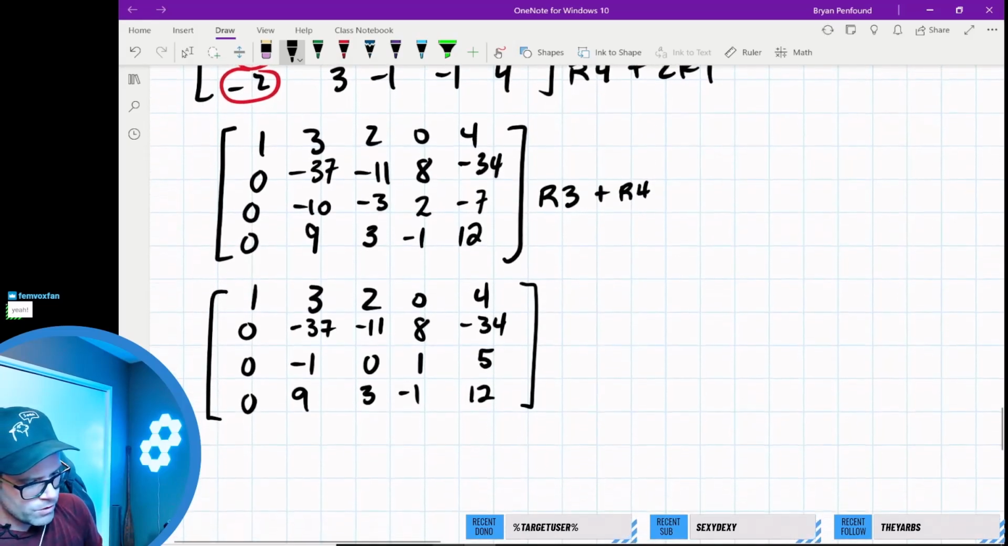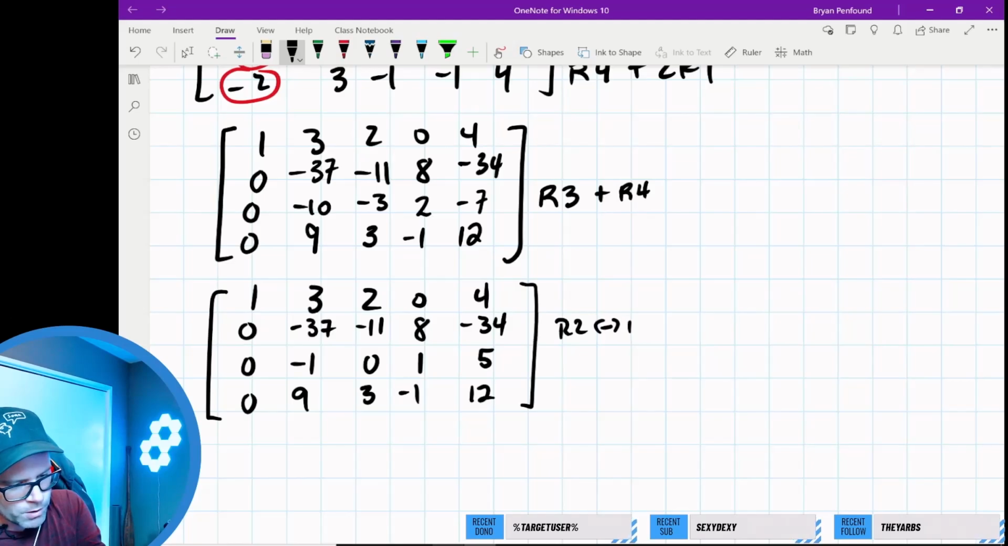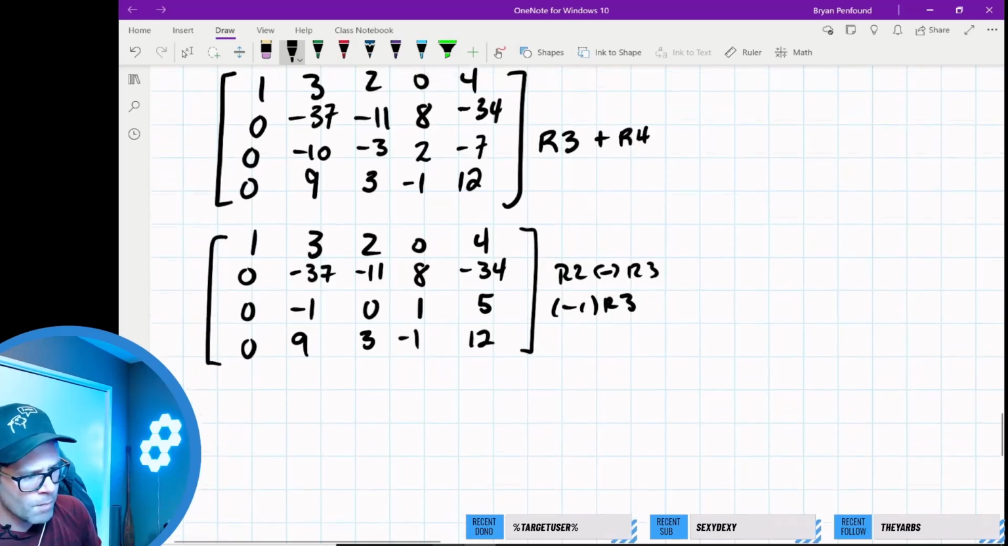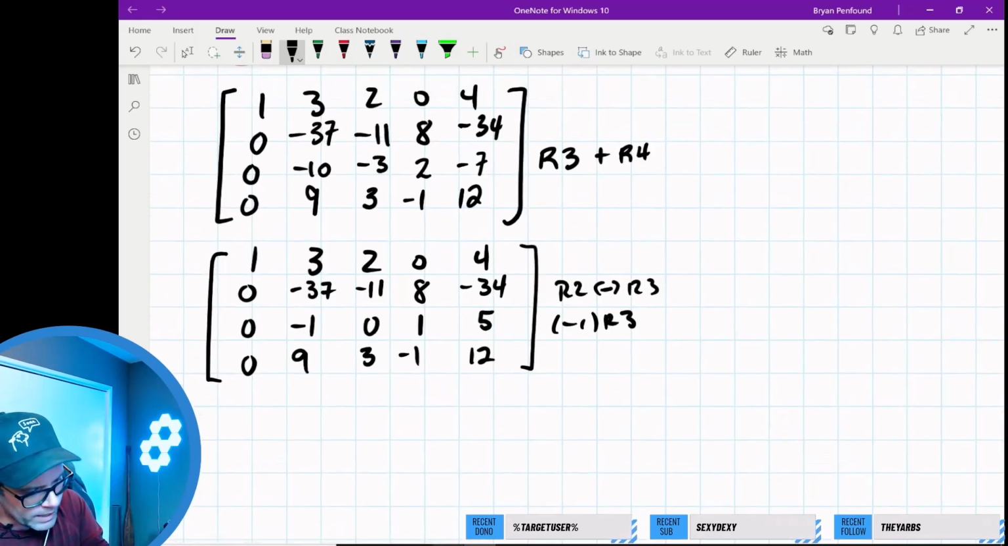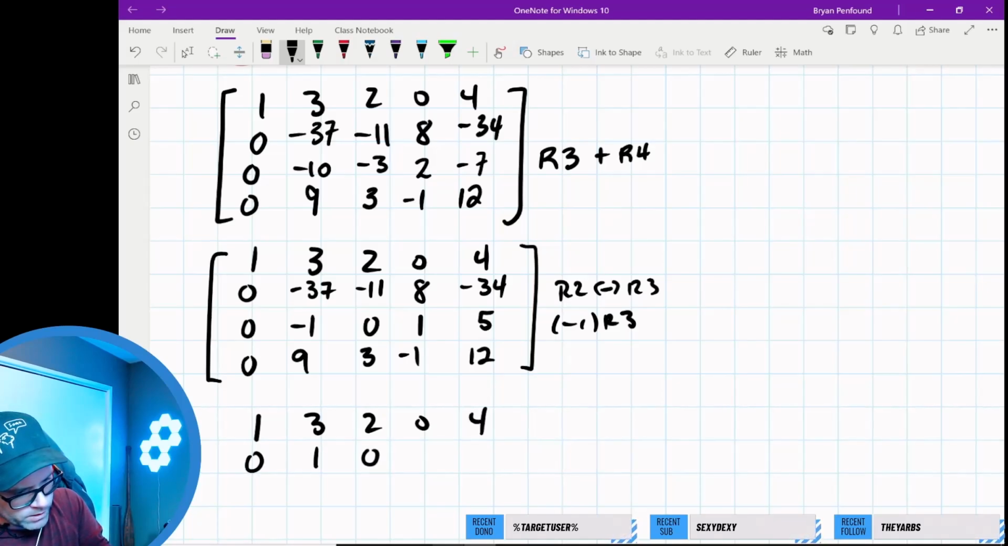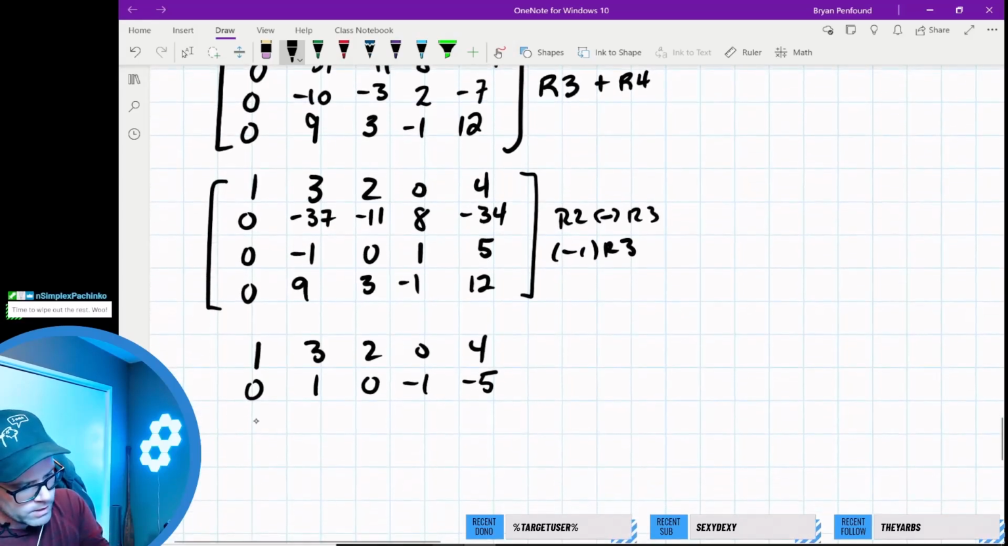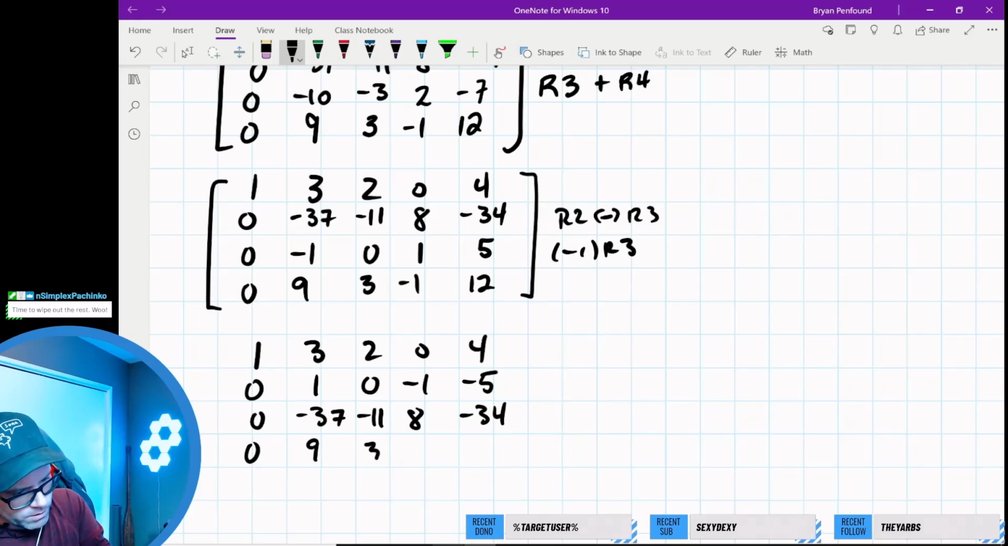So now I have a new pivot, so let's take row 2 and swap it with row 3. And I'm also going to multiply row 3 by -1 at the same time. And that should give us a new pivot element where we can actually do a little bit of work. So let's go 0, 1, 0, -1, -5. And let's take our 0, -37, bring that down. 8, -34. Now let's go 0, 9, 3.